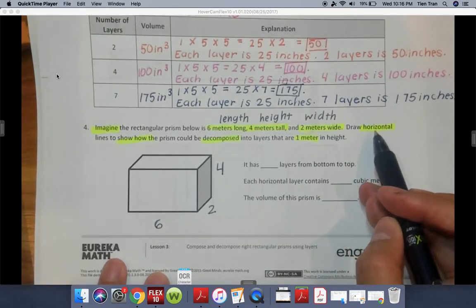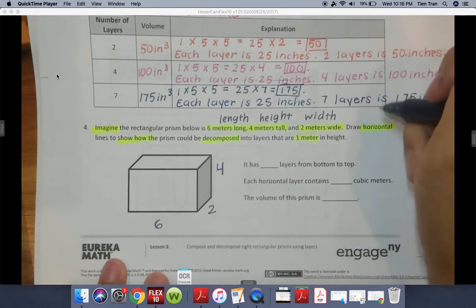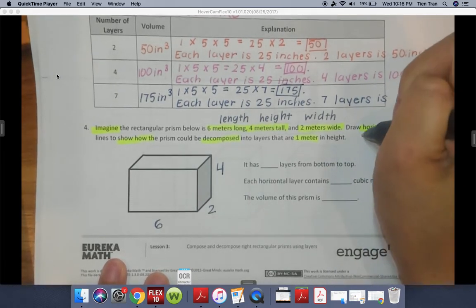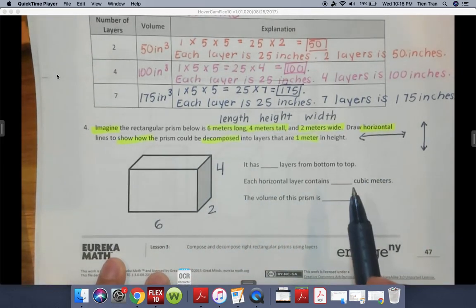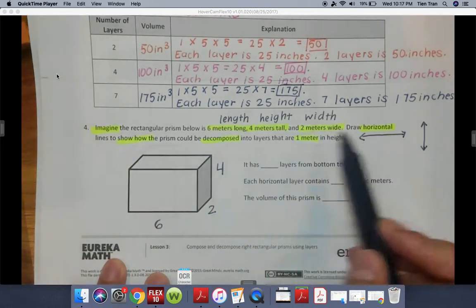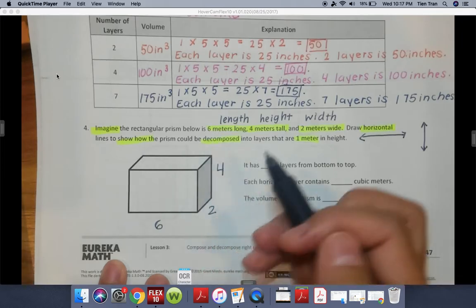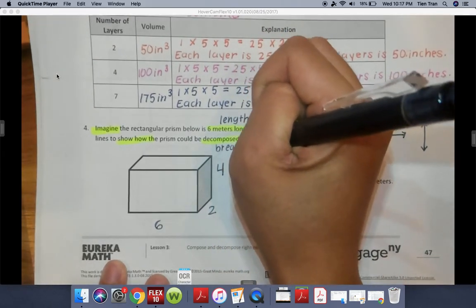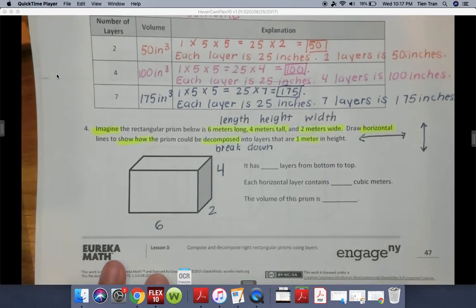Draw horizontal. You might be asking, what does horizontal mean? Horizontal are lines that go like this. Vertical, on the other hand, are lines that go up and down. So horizontal, side to side, vertical, up and down. Okay, so I need to draw horizontal lines to show how the prism could be decomposed. The word decompose means to break down. So how can I break down into layers that are 1 meter in height?